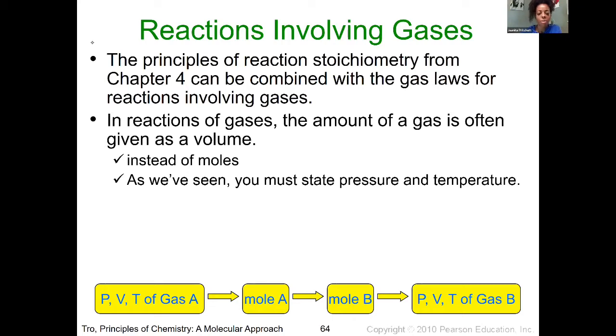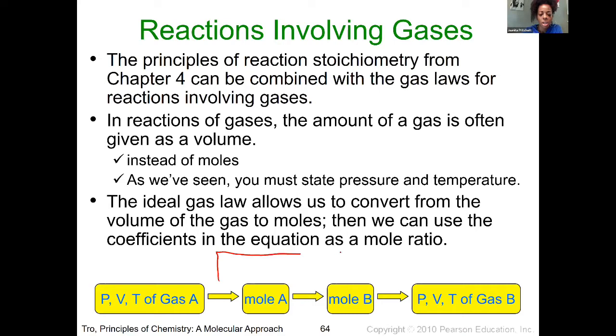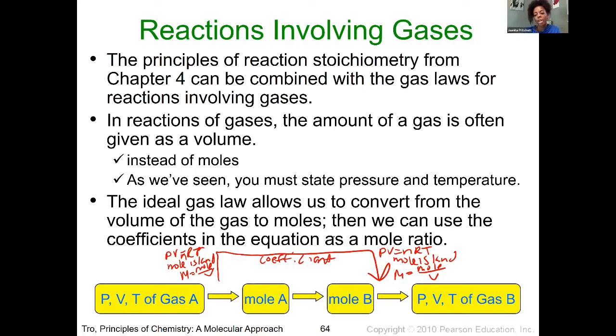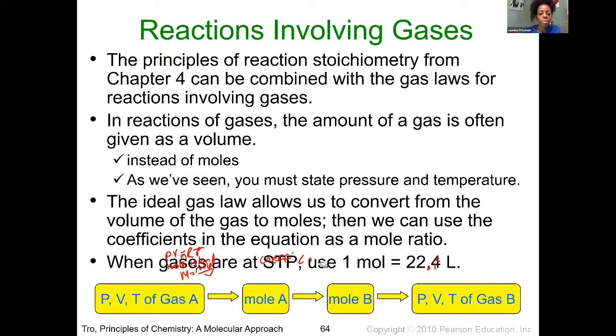As you've seen before, when we've had our mole bridge, you can use PV equals NRT as a means to get to and from your moles. So this is just an adding on to the idea of using mole island, and that molarity formula that we discussed in chapter 4. You now have all the options in the world when you're approaching these stoichiometry based problems. But this mole bridge idea, where we use the coefficients to help us go from one thing to the other, will be a vital learning tool that you can use. And remember, when you're at STP, you could also use the fact that the molar volume of a gas, 1 mole, is equal to 22.4 liters.